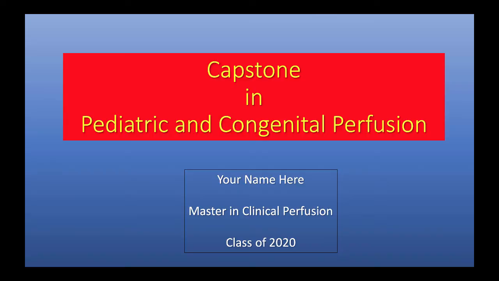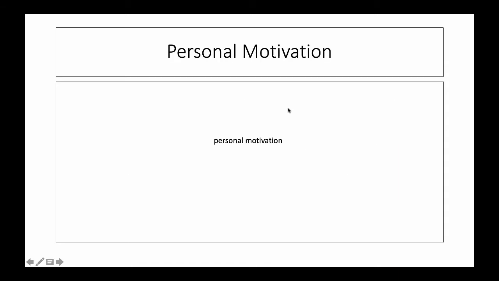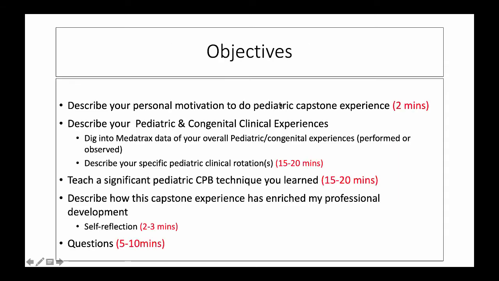The next thing I want everybody to have is an objective slide, and in these objectives, we're all going to cover these five bullets. You're going to describe your personal motivation to do pediatrics. That's just going to be a couple minutes. You don't have to overdo it, but just why did you do this? What motivated you to get into this capstone track, looking at pediatrics and congenital? That's objective one.